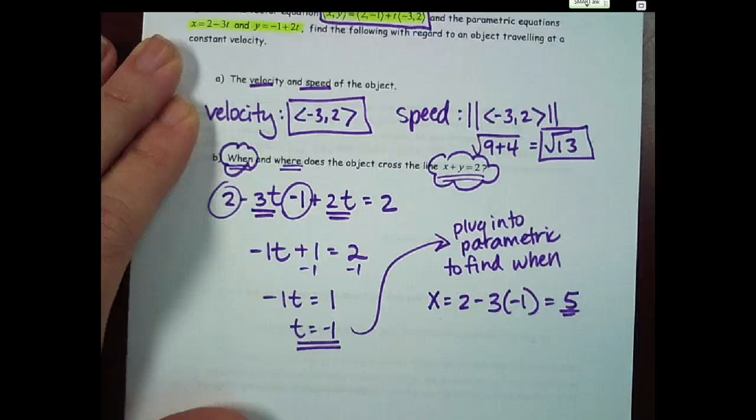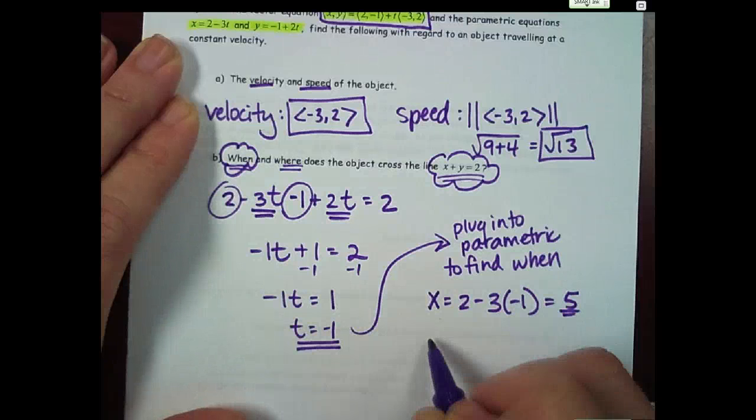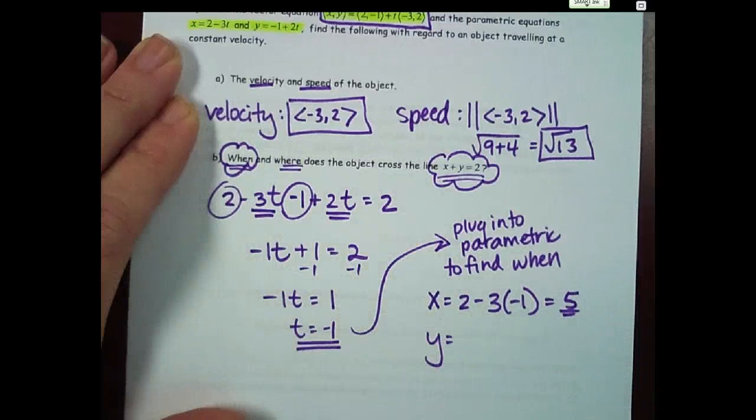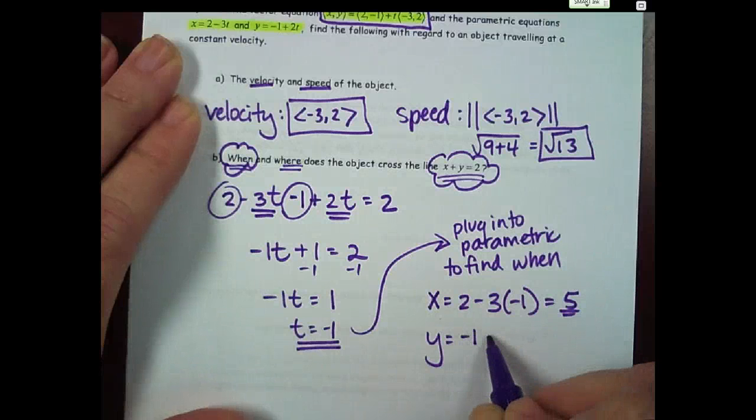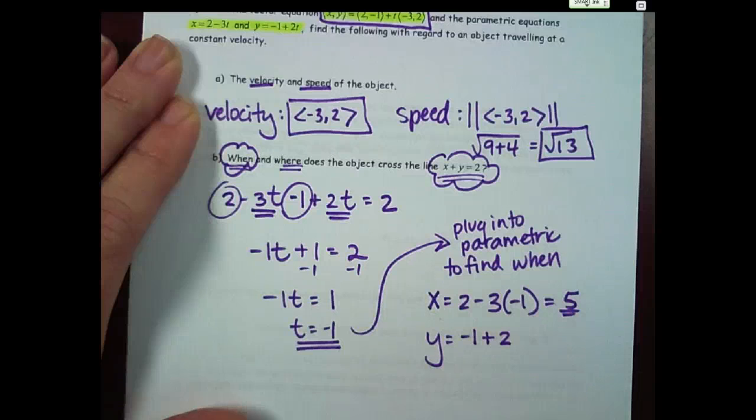Now how are you going to find the y value? Go back and look at your parametric equation again. The y value starts at -1, and I'm going to jump down, necessarily, right? So multiply that times my time, which is -1. When you plug that into your calculator, you get -3.